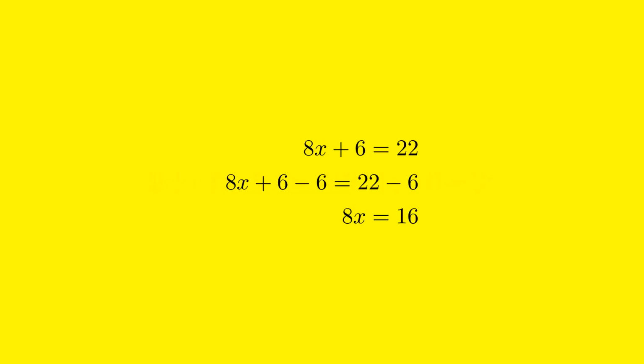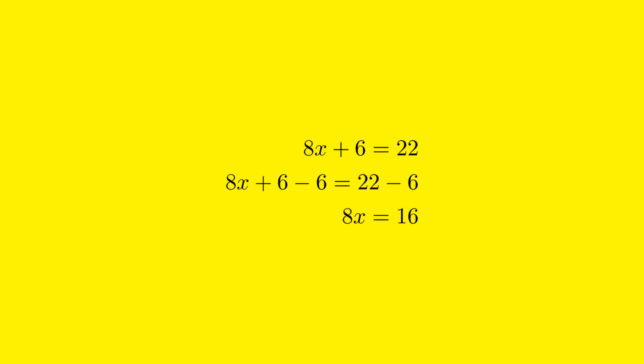To solve for the variable x in the equation 8x plus 6 equals 22, we will begin by isolating the variable x. Our goal is to get x by itself on one side of the equation. Step 1. Subtract 6 from both sides of the equation. The original equation is 8x plus 6 equals 22. Let's subtract 6 from both the left side and the right side of the equation.